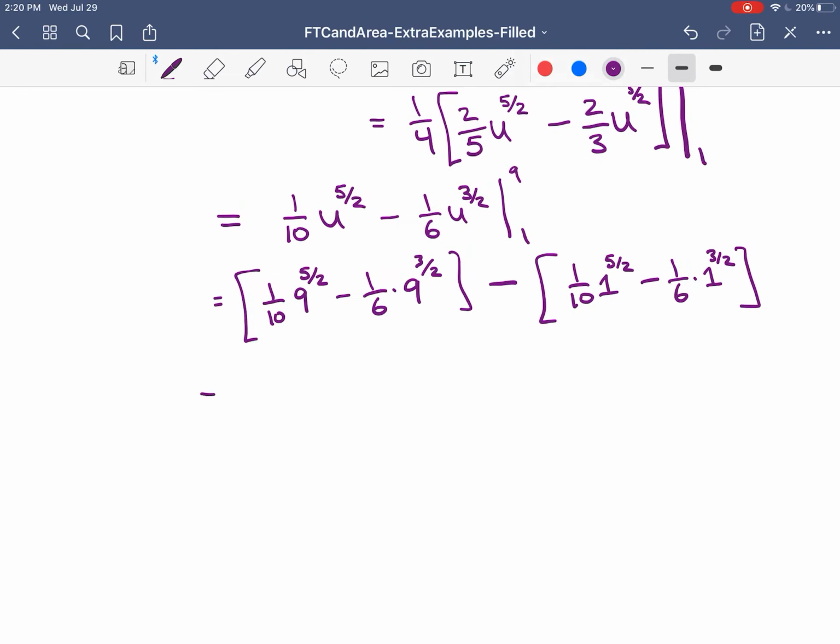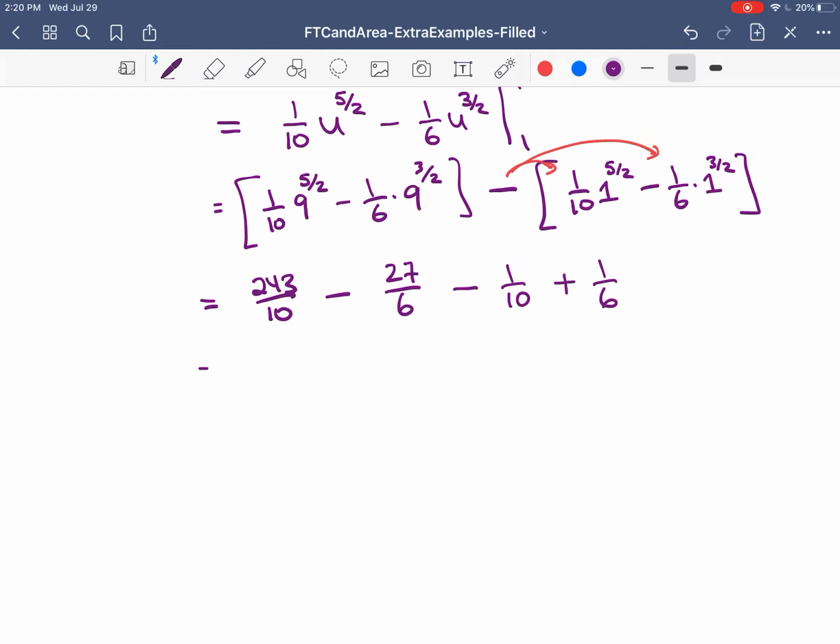So then 9 to the 5 over 2: 9 to the 1 over 2 is 3, and 3 to the 5 is 243. Again, square root of 9 is 3, and 3 cubed is 27. And then I'm going to subtract over here, this is going to be minus 1 over 10, and then plus 1 over 6, when the negative gets expanded through.